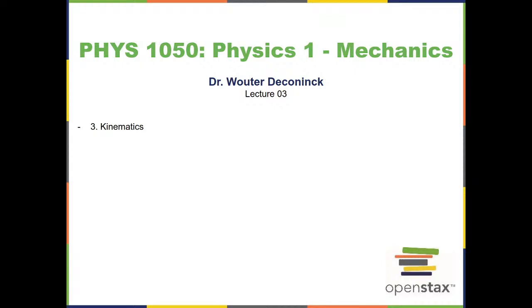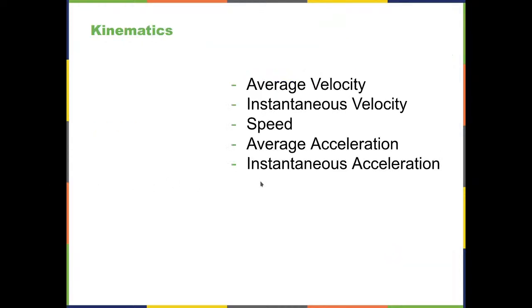So today we're going to continue talking about kinematics, which is the topic we'd started on last week, Friday, right? We talked about displacement and we talked about position. So now we're going to introduce a couple of other concepts: average velocity, instantaneous velocity, and speed. And in particular, we'll talk about what the difference is between speed and velocity.